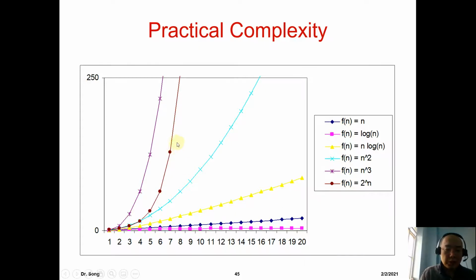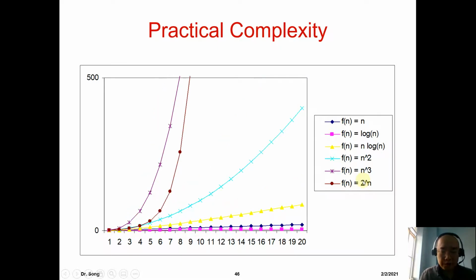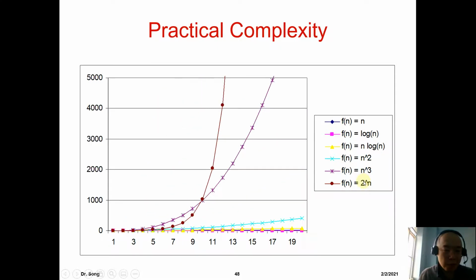One of the interesting examples is here: n cubed versus 2 to the n, which is faster? At the beginning, you may find that n cubed is faster. So how about we increase the scope? We increase the scope again, and again. So what do you see? You will see that when the value gets larger and larger, eventually 2 to the n is going to grow faster than n cubed, right?